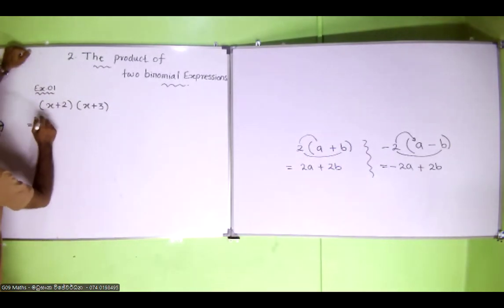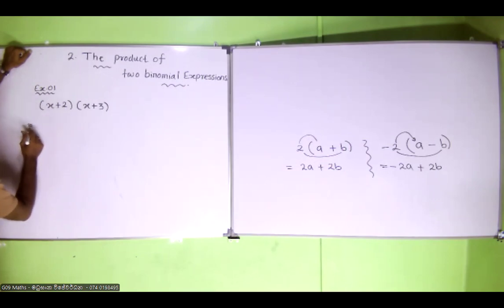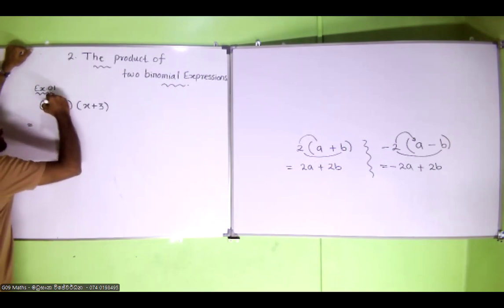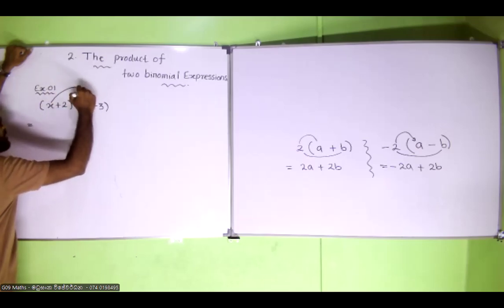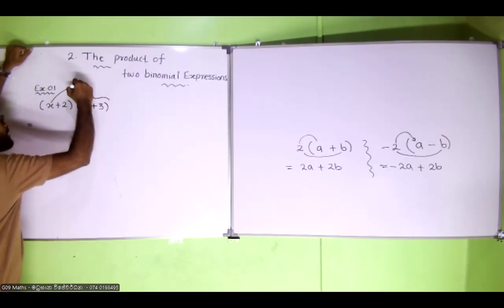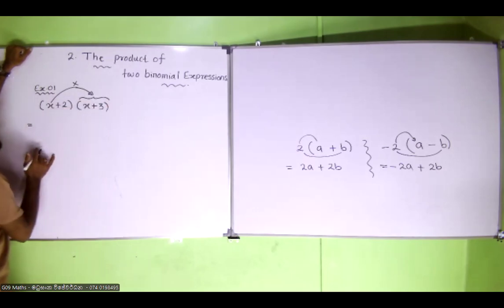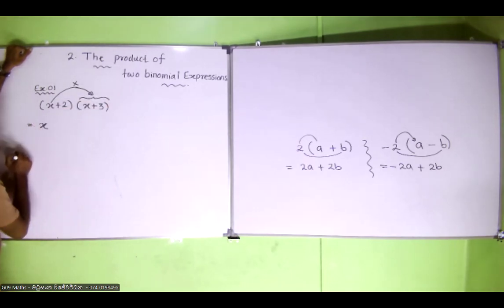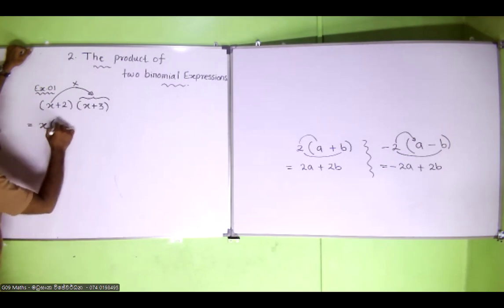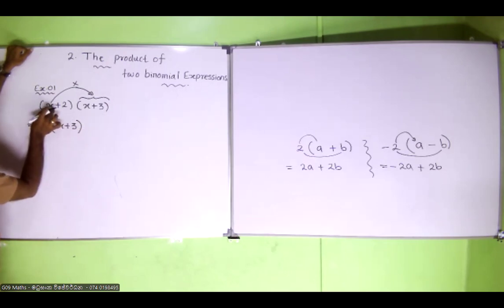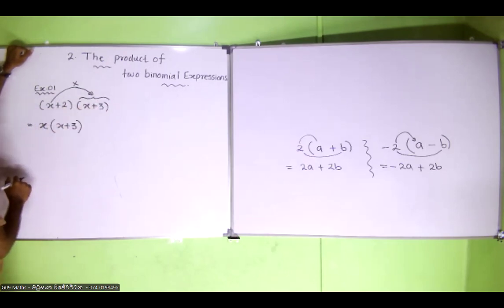In the first bracket, you have a positive x term. I am going to write the multiplication: x into this whole thing. X multiplied by this whole bracket, positive x multiplied by x plus 3. This term multiplied by this whole term.